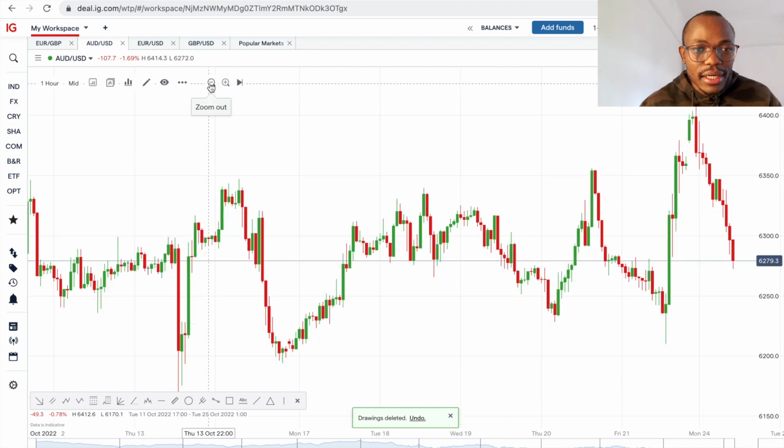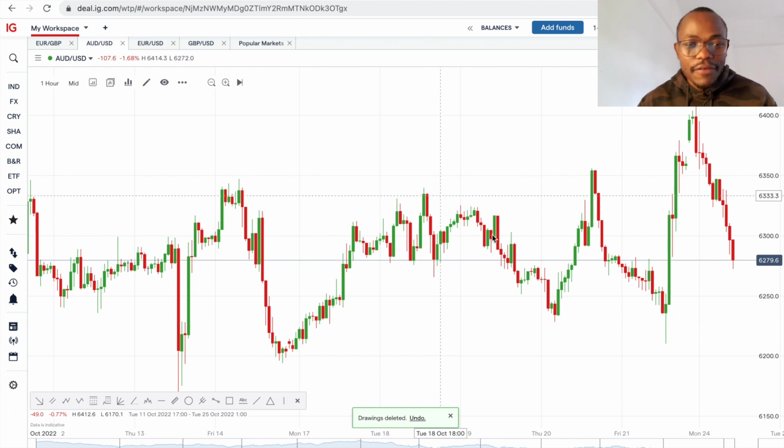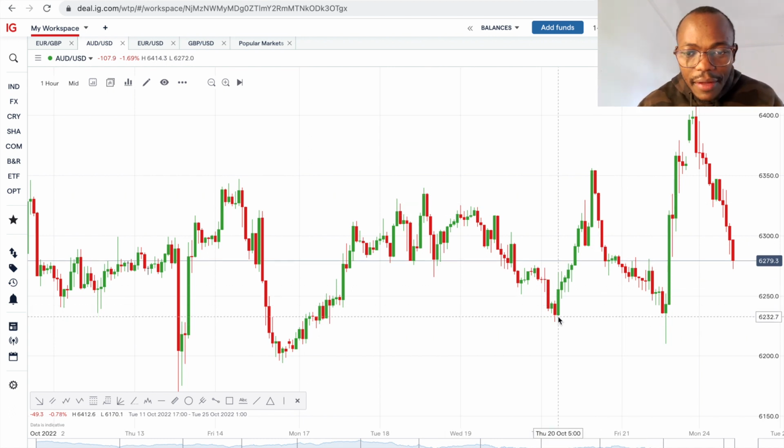So this is a 1 hour chart. Okay, this is a 1 hour chart. Time frame. You must make sure you know the time frame. If you look at this chart, it's been going up and down, up and down, up and down.